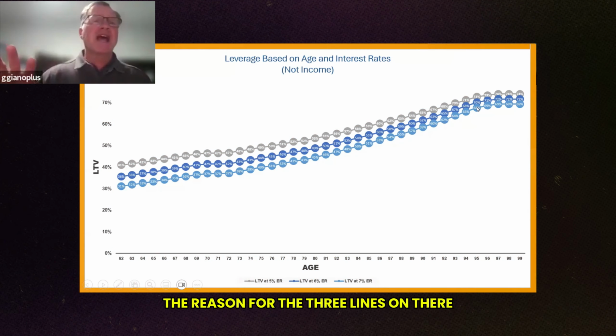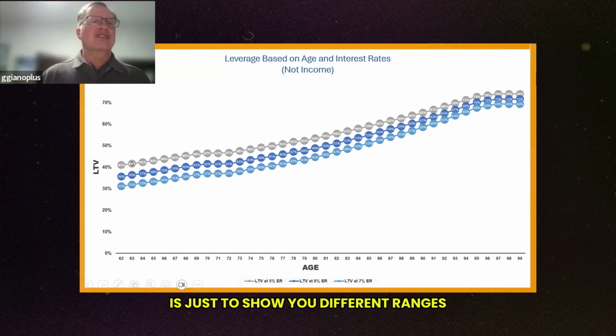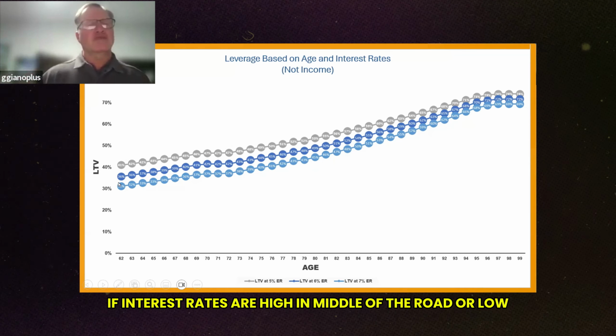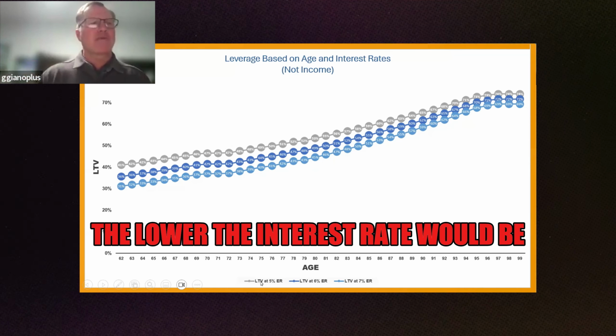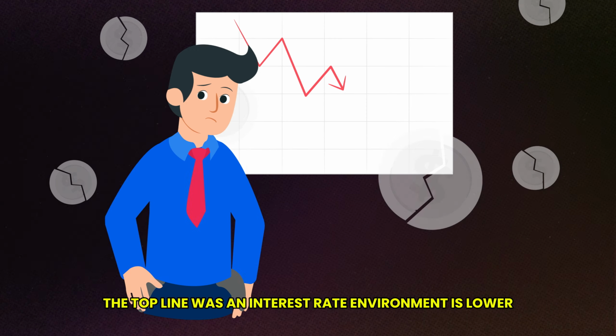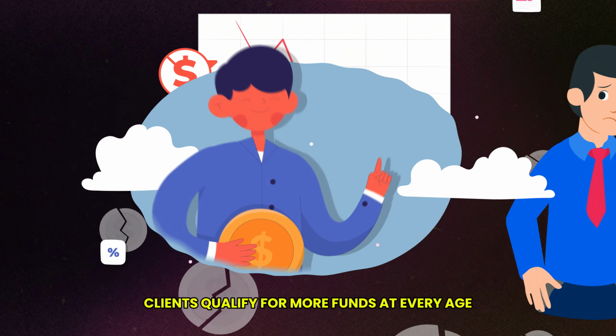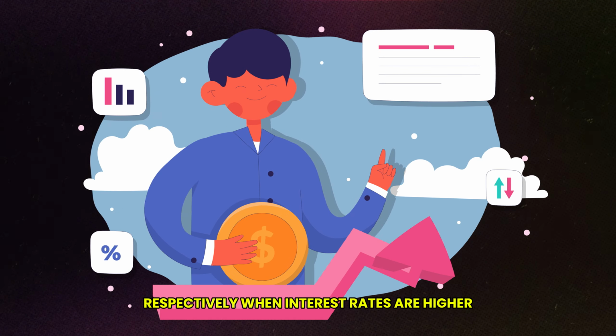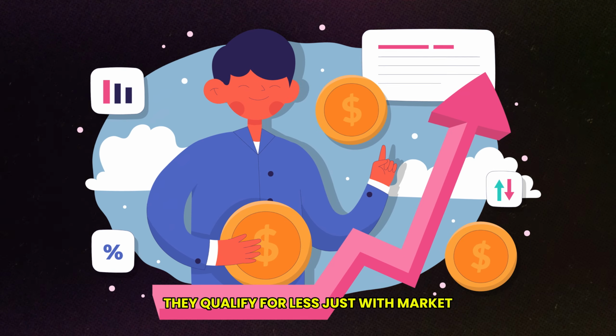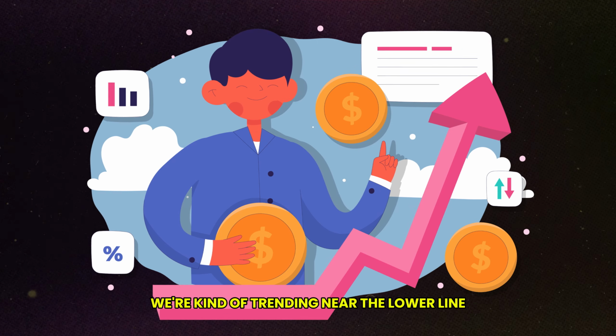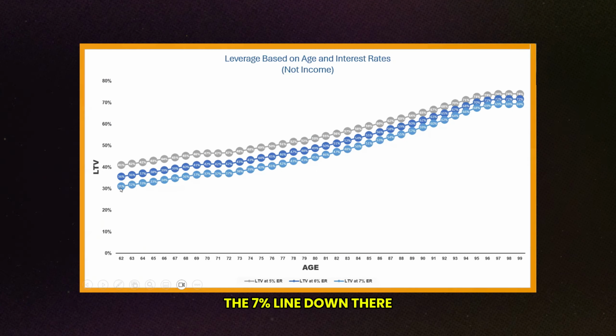The reason for the 3 lines on there is just to show you different ranges if interest rates are high, middle of the road, or low. The lower interest rate would be the top line, because in a lower interest rate environment, clients qualify for more funds at every age respectively. When interest rates are higher, they qualify for less. Just with market, we're kind of trending near the lower line, the 7% line down there.